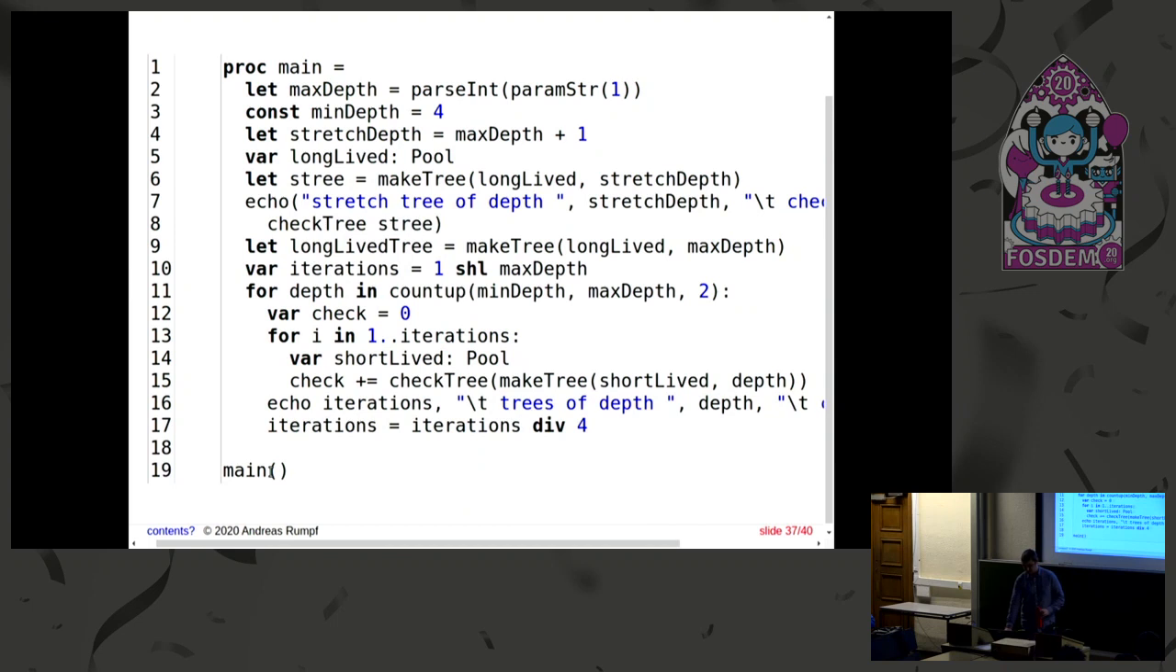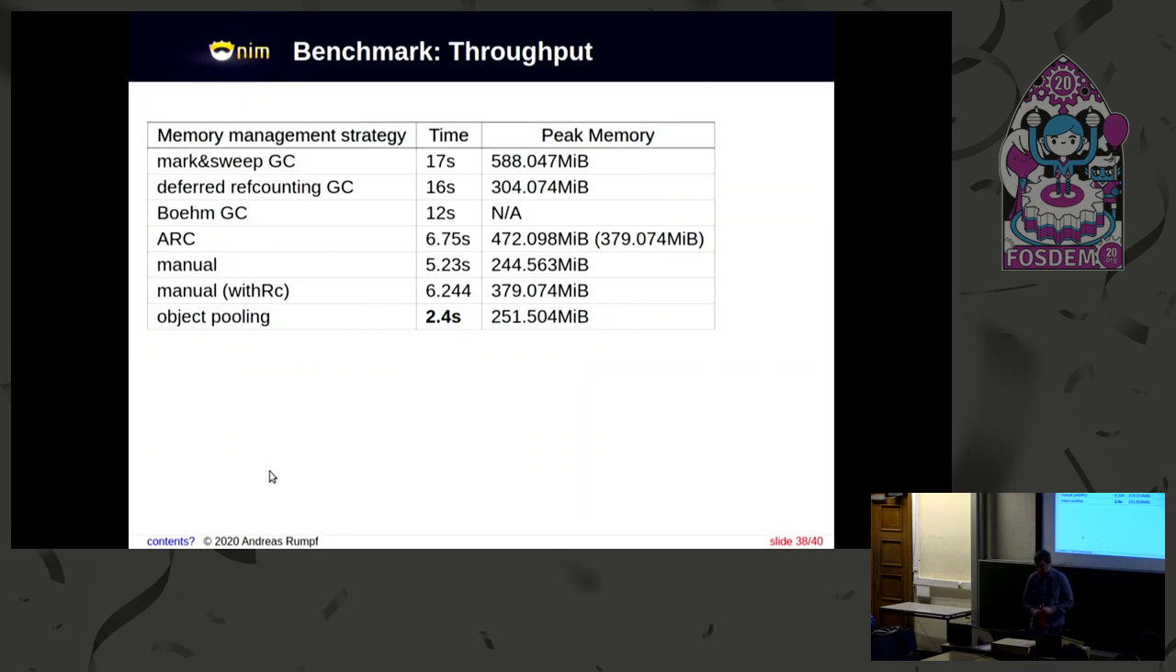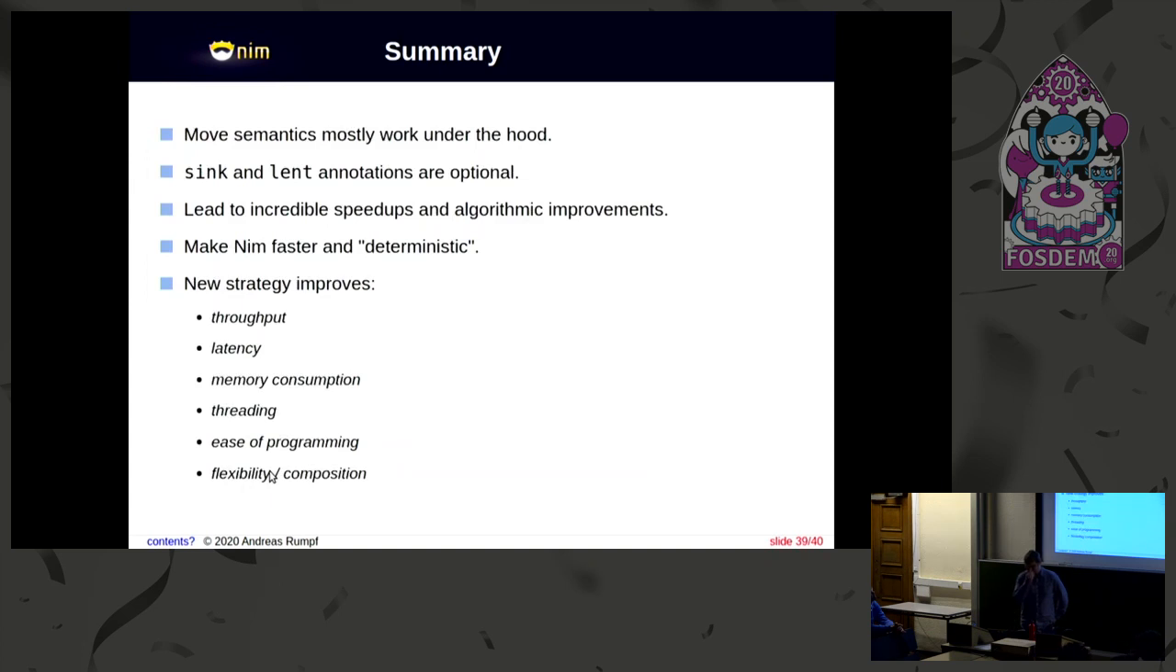And the question is, how does it perform? That's the result. It's still much faster, over a factor of 2 performance improvement, and memory consumption is roughly the same. Okay, so in summary, move semantics mostly work under the hood for us. They give us really good optimizations. Five minutes left, okay. We have seen the speedups, and they make the memory management deterministic.